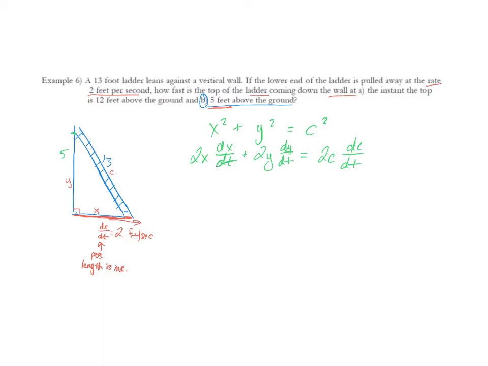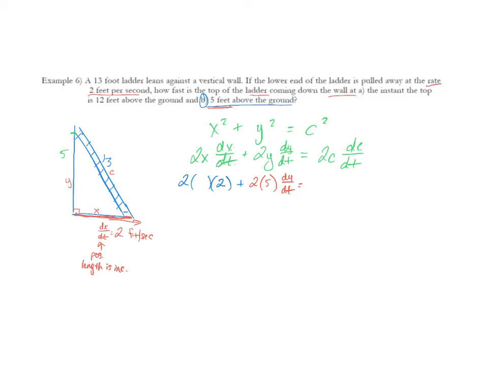Okay, so let's talk about the information that I know. So right now for my x variable, I don't know what x is, but I know that the rate dx/dt is 2. Plus, let's talk about my y variable. I know that my y is 5, but I don't know what dy/dt is. I don't know the rate at which the top of the ladder is going down.